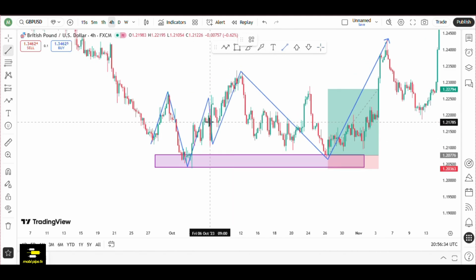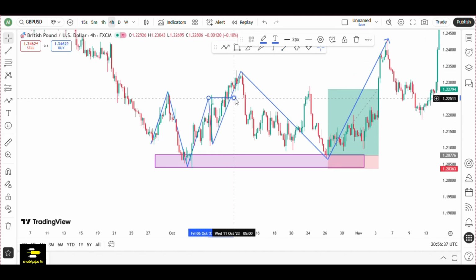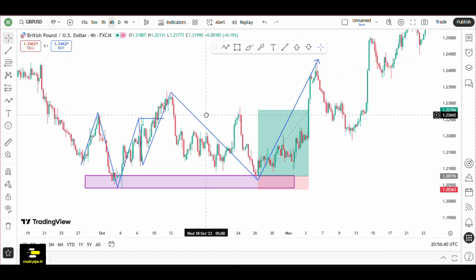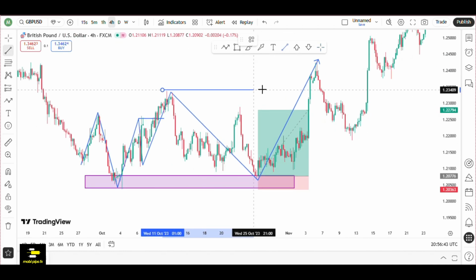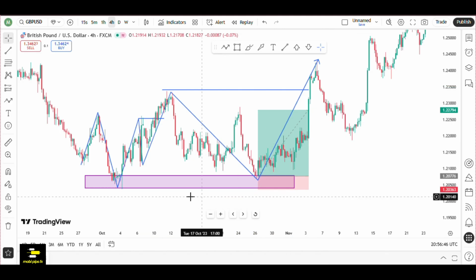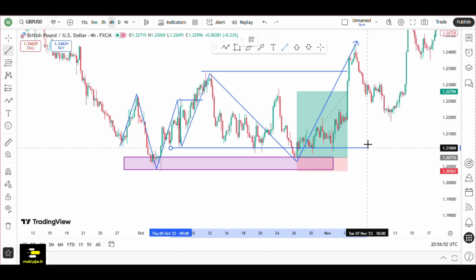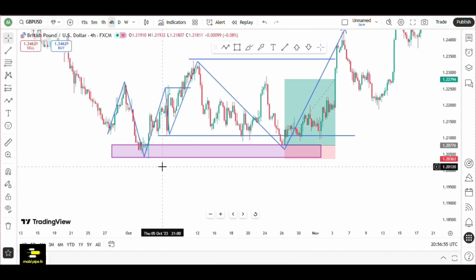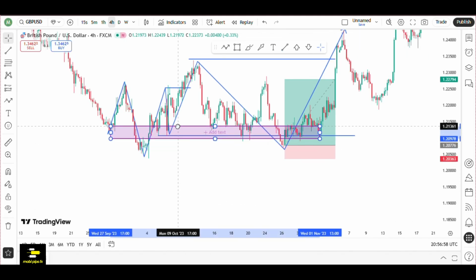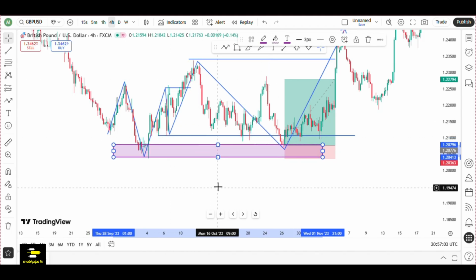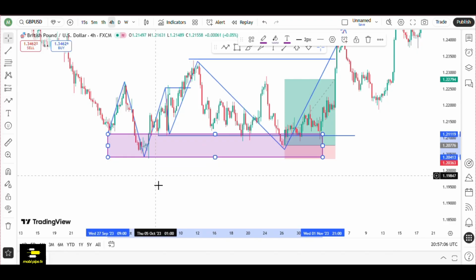We first of all have our transactional liquidity 1, transactional liquidity 2, structural liquidity is here, and our POI is down here. If your POI was up here, you would have still got a trade. The POI would have been down here. So let's just mark all here.